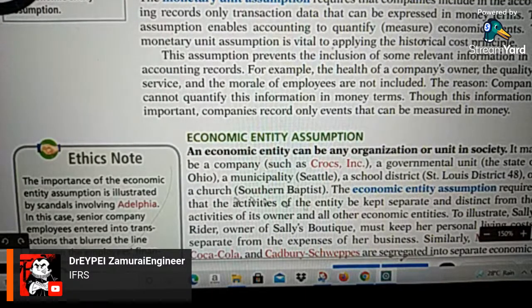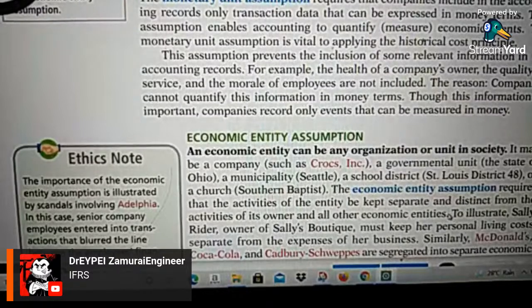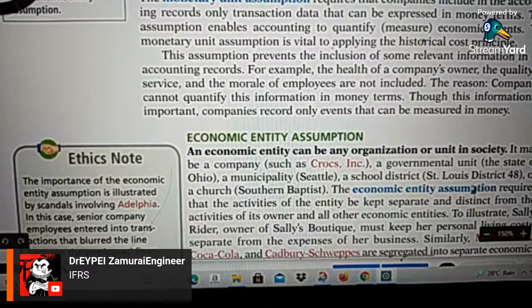The economic entity assumption requires that the activities of the entity be kept separate and distinct from the activities of its owner and all other economic entities. So the recording process separates the personal and the company transactions. It is possible because companies gain personality after they are approved to be a legal organization by the Securities and Exchange Commission. So they gain what? Personality.